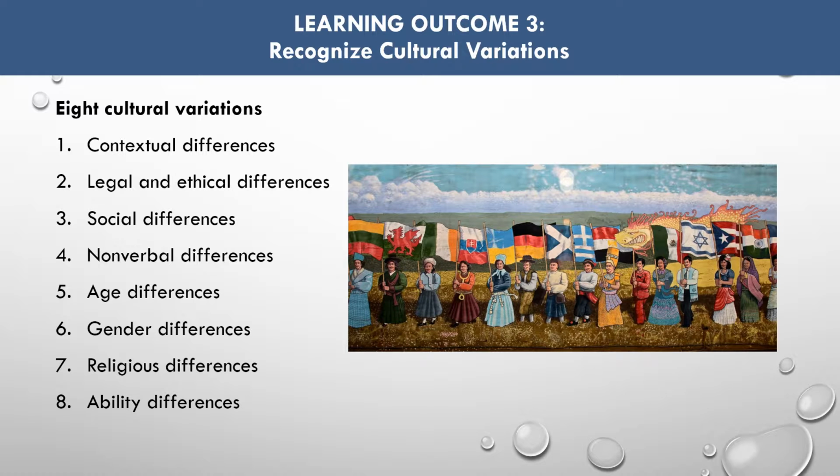Our final learning outcome is recognizing cultural variations in a diverse setting. To ensure successful communication, we can start recognizing some cultural differences: cultural context, legal and ethical views, social customs, non-verbal signals, age, gender, religion, and abilities. Please note that this discussion of cultural variations consists of some generalizations that may not be true in other cultures. Hence, each culture may have its own unique circumstances for each encounter when making communication decisions.